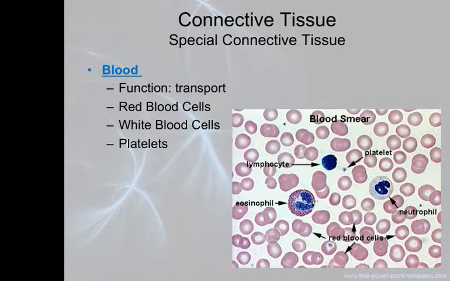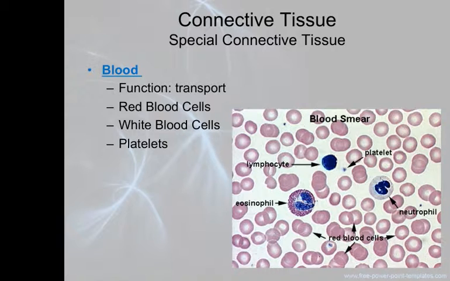Blood. Blood is a connective tissue because the cells are surrounded or suspended in an extracellular matrix, which is your plasma. The function of blood is the transportation, mostly of oxygen. Red blood cells, you have probably heard them called erythrocytes. They have no nucleus because they carry the oxygen. They need that space in there for carrying the oxygen.